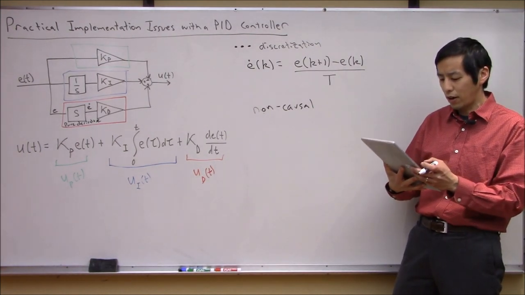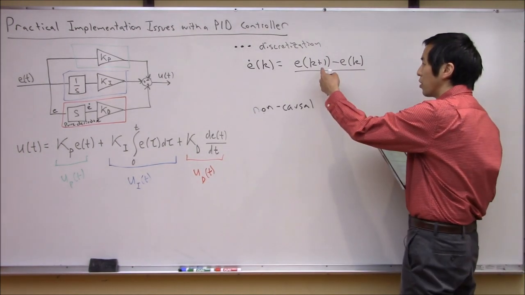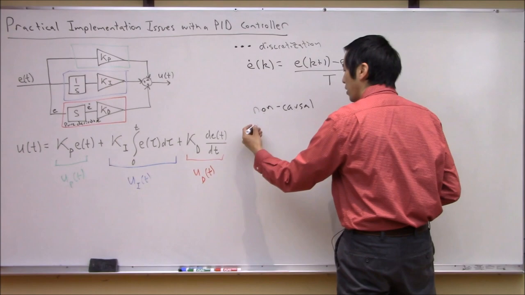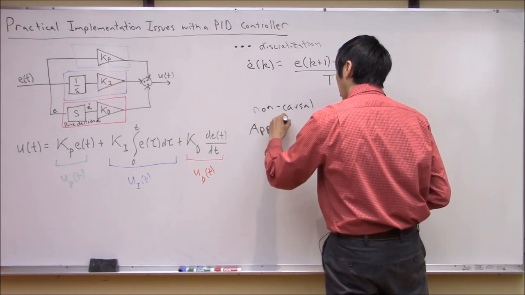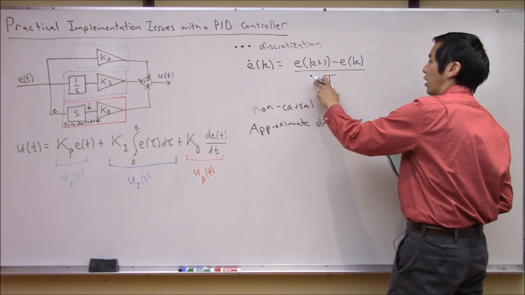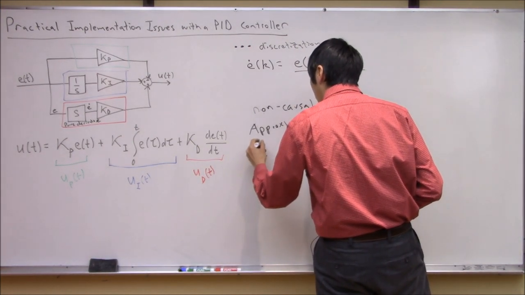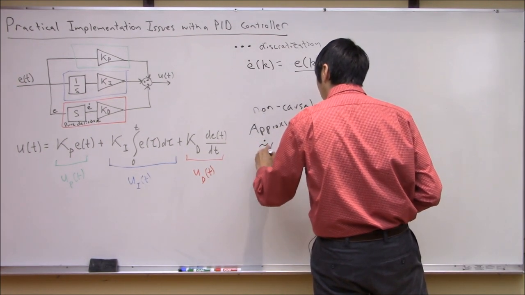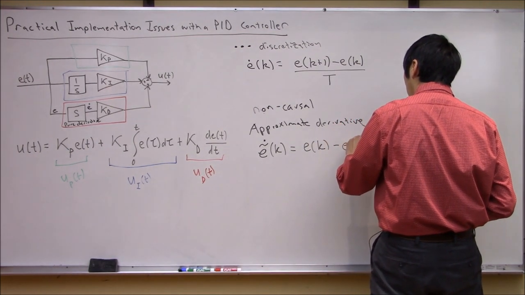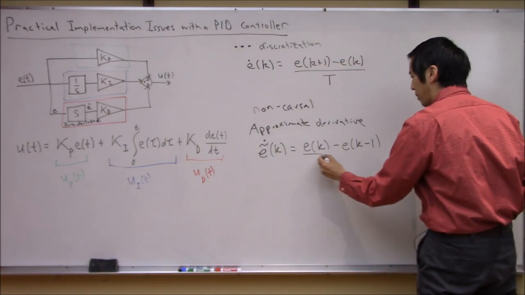Now, you might say, okay, fine, that's a really minor issue, that doesn't seem like a big deal. Instead of using a forwards difference equation, why don't we use a backwards difference equation? So let's approximate the derivative. If the real expression is non-causal, why don't we just shift the indexing by one? So let's call it E tilde dot at time k. Let's make this the error at time k minus the error one step in the past. So you just shift the indexing of the numerator one back and then divide by T.